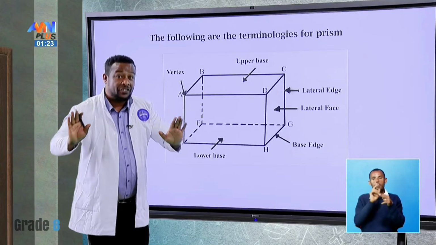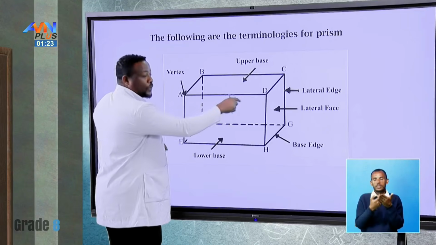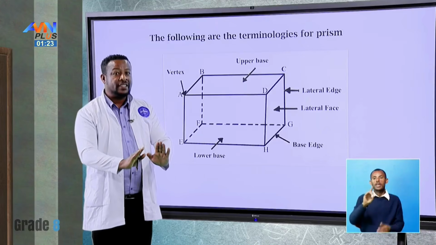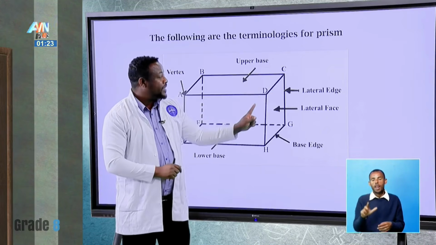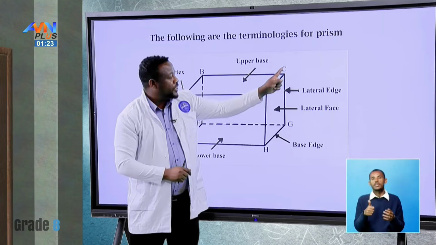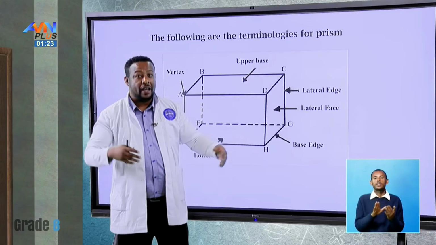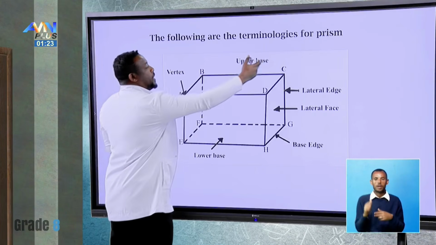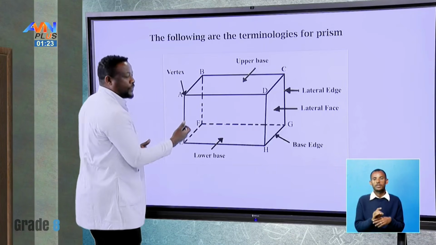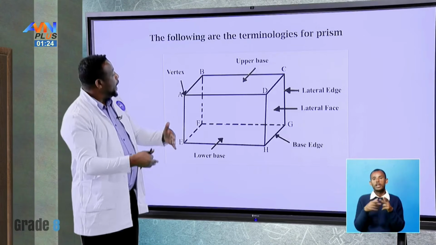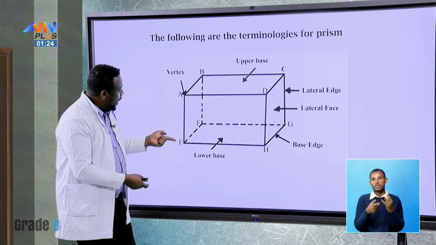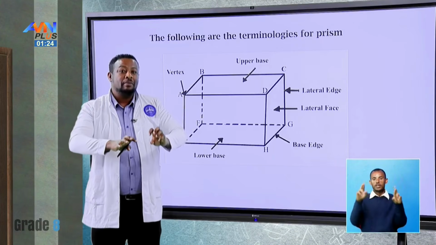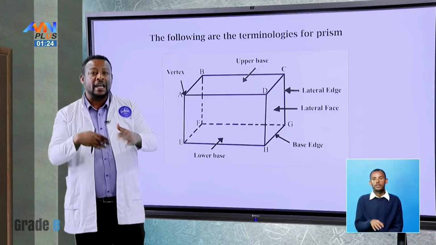The other thing is that the intersection of the lateral faces is called a lateral edge. What are lateral faces? The front face, AEHD, is a lateral face. The other lateral face is HDCG. At the back we have BCGF, the third lateral face. And the fourth lateral face is AEFB. So a rectangular prism contains 4 lateral faces.